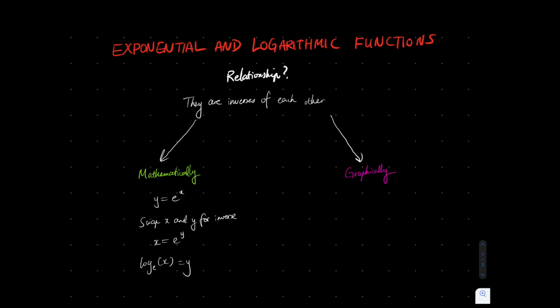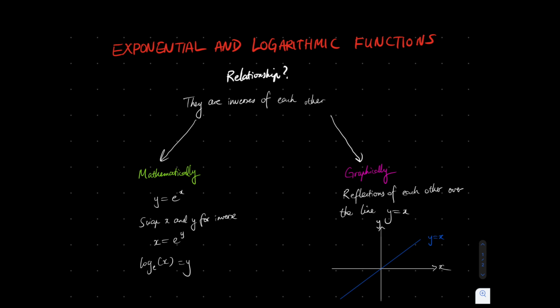What does this mean graphically? Well, since we're swapping x and y to find the inverse, graphically it means that the graphs are reflections of each other over the line y equals x. So you're probably used to reflections across the y-axis or across the x-axis. You can really reflect across anything, and for inverses, that reflection happens to be across the line y equals x.